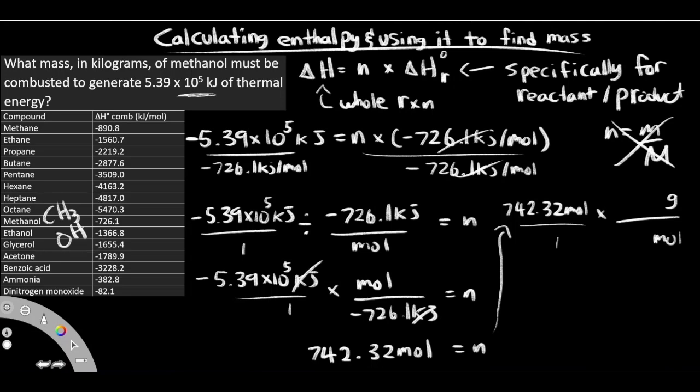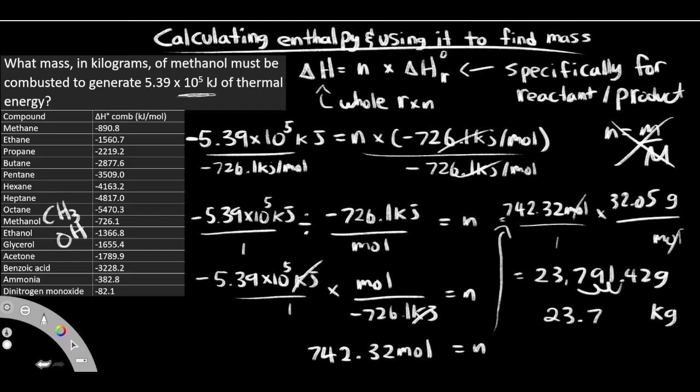You add them all up together, and then you should end up getting a value of 32.05 grams per mole. So this mole cancels out, this mole cancels out. So what are you going to be left with? You're going to be getting 23,791.42 grams. And again, we're just going to change this into kilograms. So you just go back three spaces. So you just end up getting 23.791 kilograms. Okay, if you just want to do 2 decimal places, that's fine. Kilograms. This is your answer.